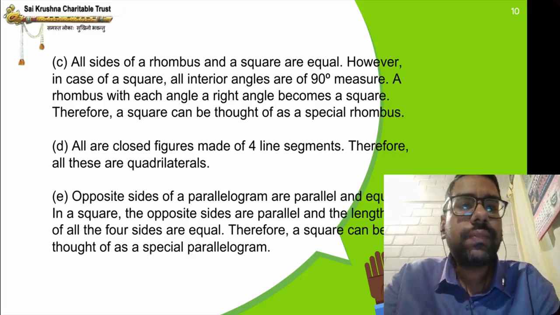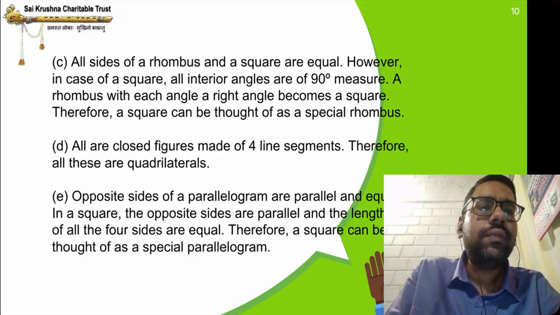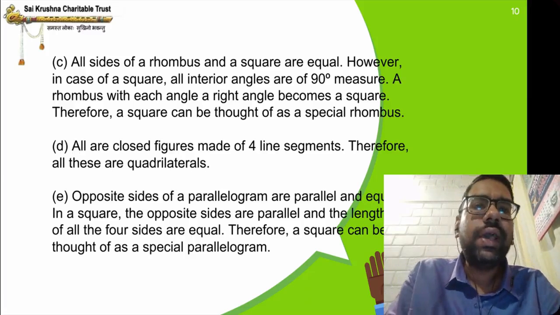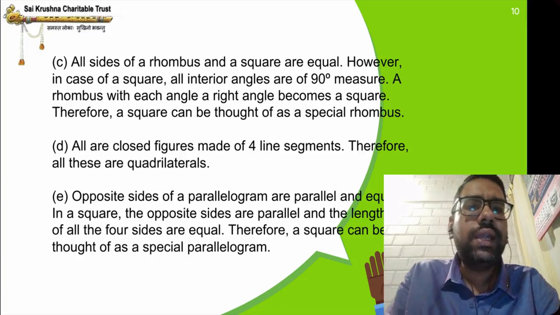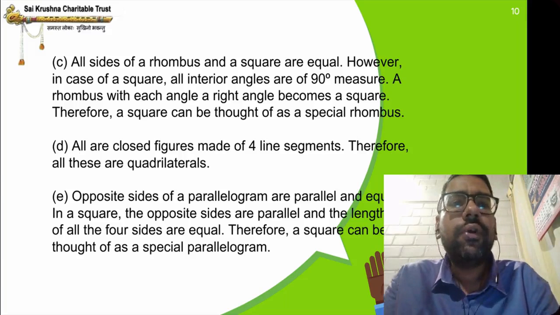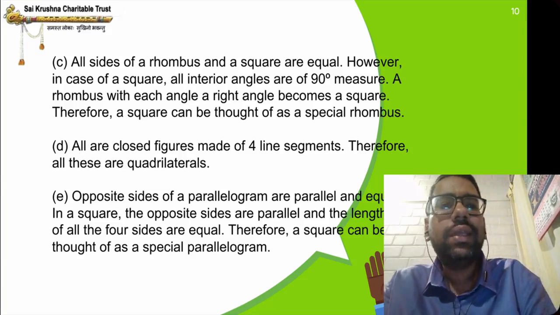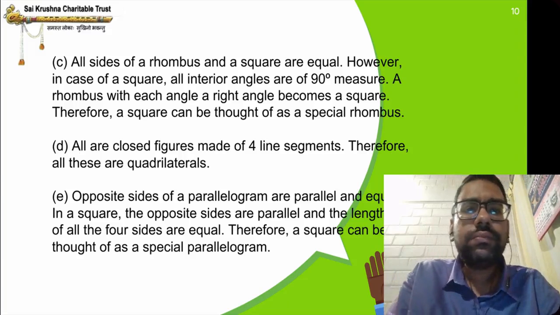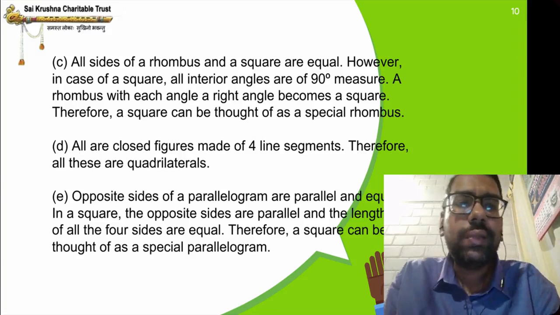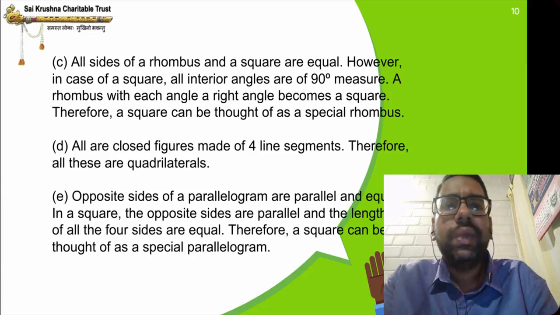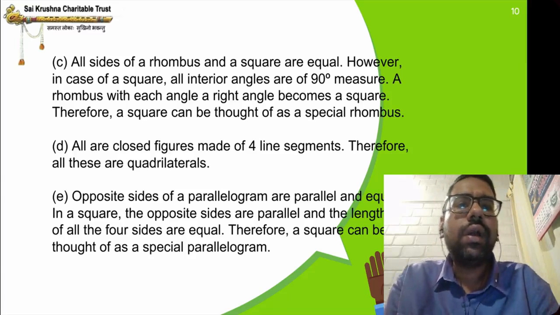So a rhombus with each angle at a right angle will become a square. Square, what is the property? Each interior angle is 90 degrees. Therefore, a square can be thought of as a special rhombus. D. Answer to question number D. All are closed figures made of 4 line segments. Therefore, all these are quadrilaterals.